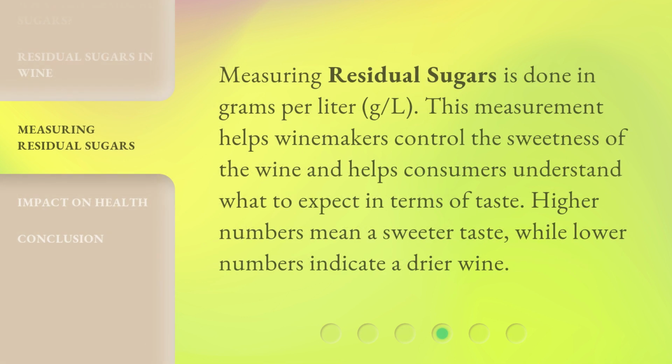Measuring residual sugars is done in grams per liter. This measurement helps winemakers control the sweetness of the wine and helps consumers understand what to expect in terms of taste. Higher numbers mean a sweeter taste, while lower numbers indicate a drier wine.